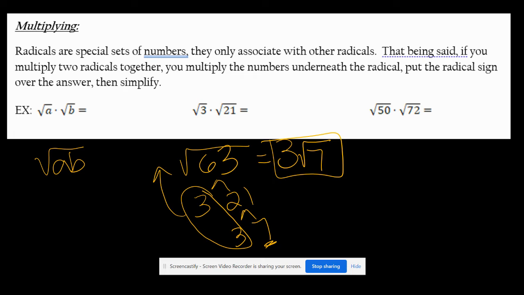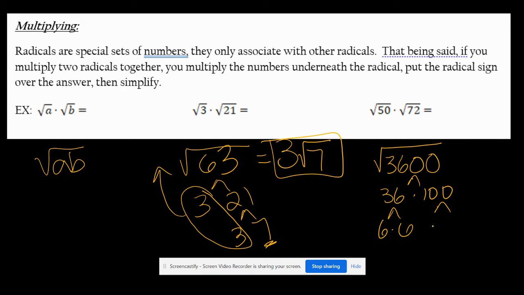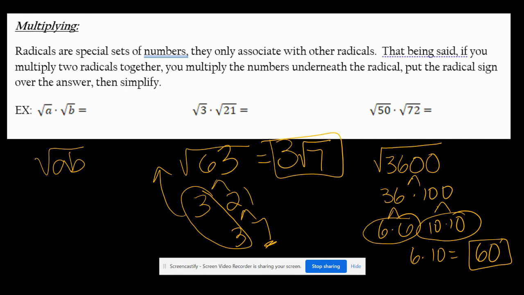The square root of 50 times the square root of 72. Well, 50 times 72 is 3,600. 3,600, I could say, is 36 times 100. 36 is 6 times 6. 100 is 10 times 10. This is a square root or a second root, so I have a pair of 6s and a pair of 10s. So we're pulling everything out. We have 6 times 10, which is 60, and there's no square root left.